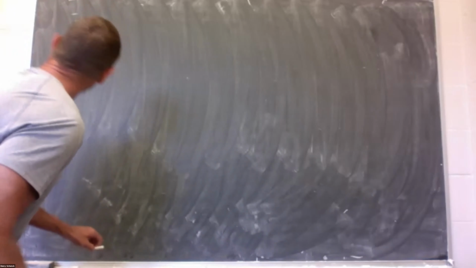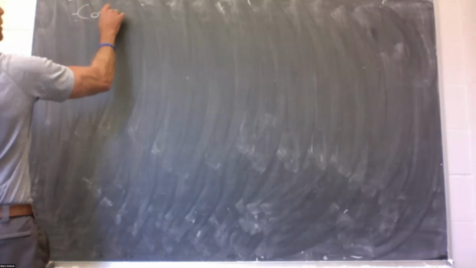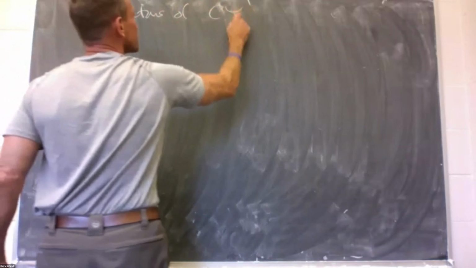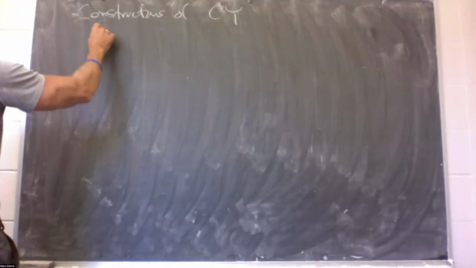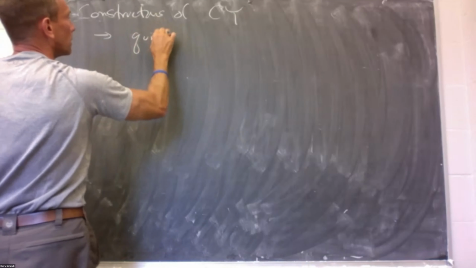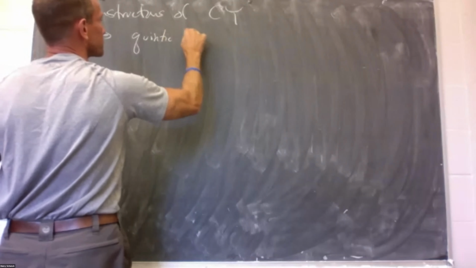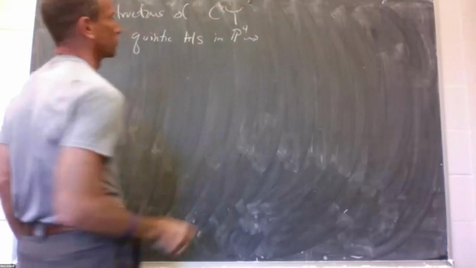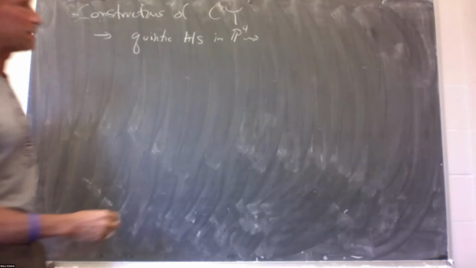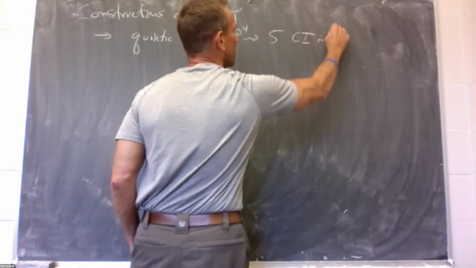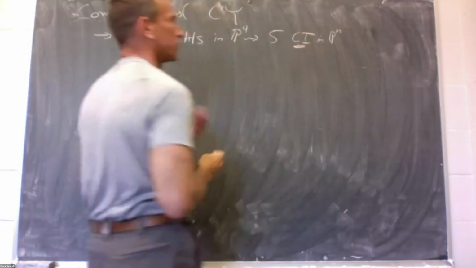So I want to say something about constructions. So the first example that everyone sees is a quintic hypersurface, and one can then continue and look for complete intersections in Pn, of which there are 5. So there's 5 complete intersections in Pn. I'm trying to define every single term.